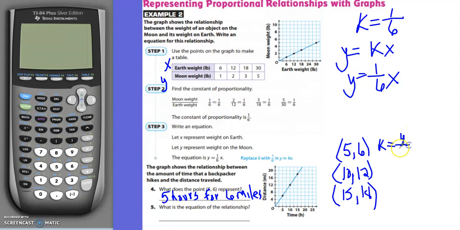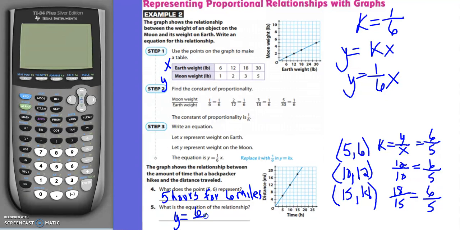So if we do k, which is y divided by x, we have 6 over 5, 12 over 10, which simplifies to 6 over 5, 18 over 15, which simplifies to 6 over 5. So the k is 6/5. Write the equation: y equals 6/5 x. This is a straight line and it passes through the origin, so it is a proportional relationship.